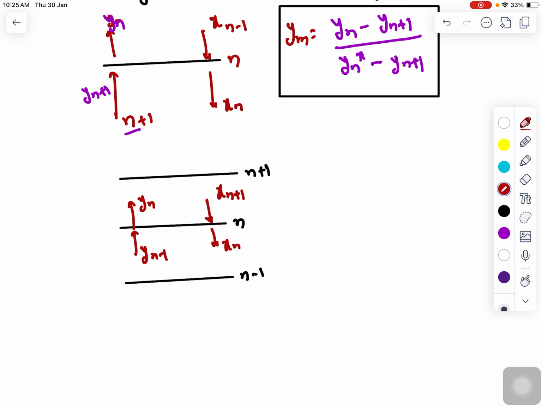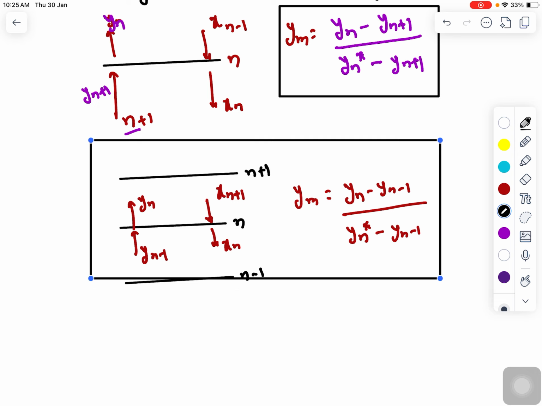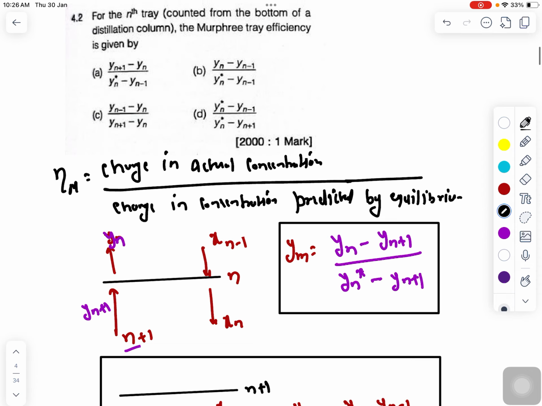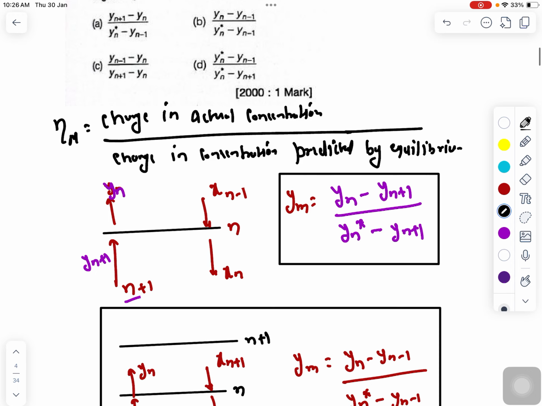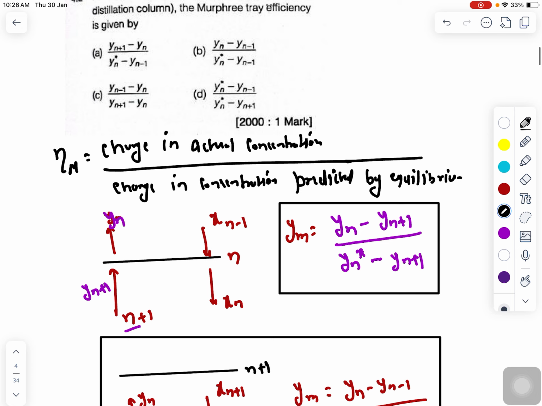So if I want to write the Murphree efficiency, then I can write yn minus 1 divided by yn star minus yn minus 1. Why? Because the notation here is changed, from bottom to top, not top to bottom. That's why this formula will be valid here. So now you can go and check which of the following options is correct: yn minus 1 divided by yn star minus yn minus 1. So from here you can see option B is the correct answer.